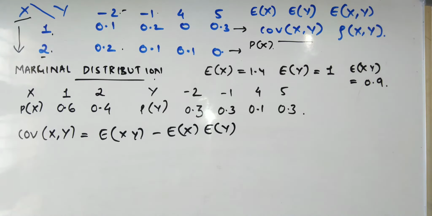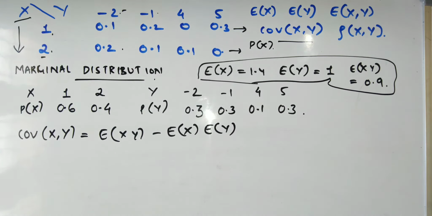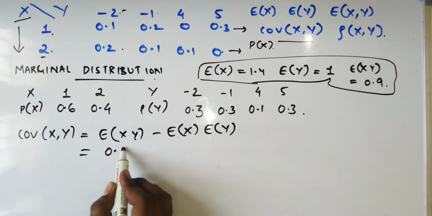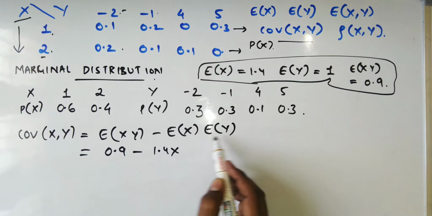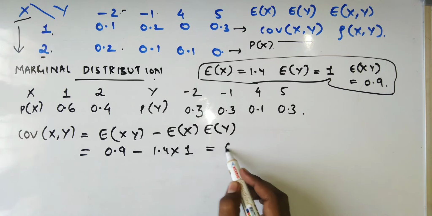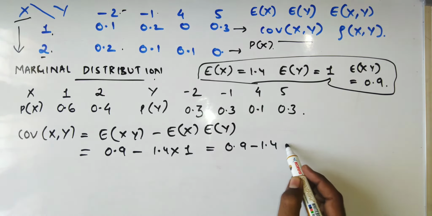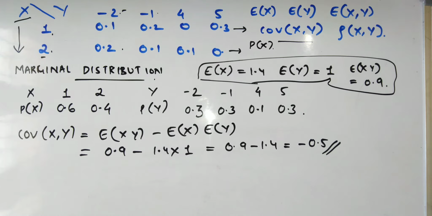Now the thing here is that we have already calculated all these terms: E of X, E of Y, E of XY, the expectation of X, the expectation of Y, and the expectation of both X and Y. Now we just have to substitute these values. E of XY will be 0.9 minus E of X, which is 1.4, into E of Y, which is 1. So it's basically 0.9 minus 1.4, which will be minus 0.5. So this will be my covariance answer.